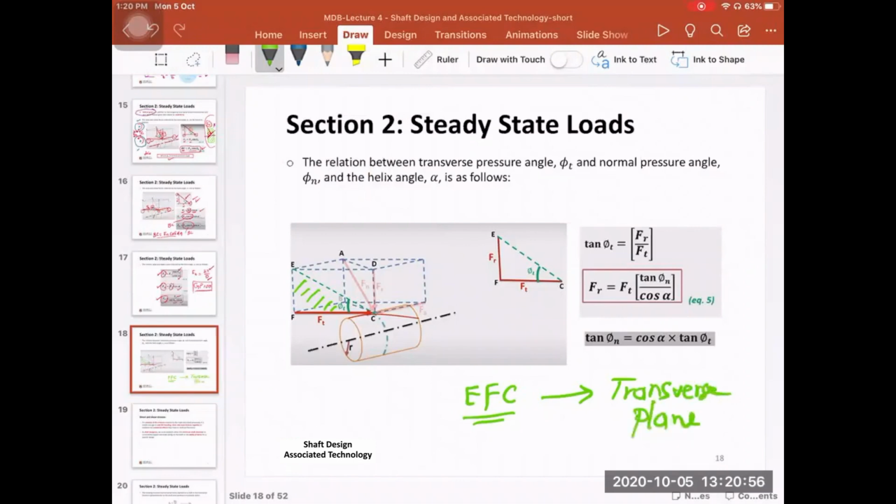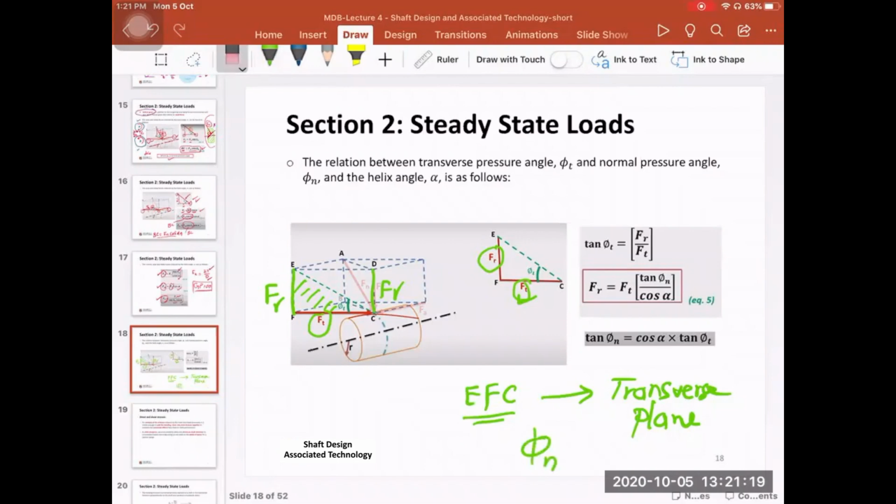Okay, so in this case, we have this side as FT, and then the vertical side is, because we have a cuboid here, guys, this side here is FR. It is the same as this side FR. So if you consider this triangle, this side is FR and this side is FT. And in the transverse plane, we have another angle.